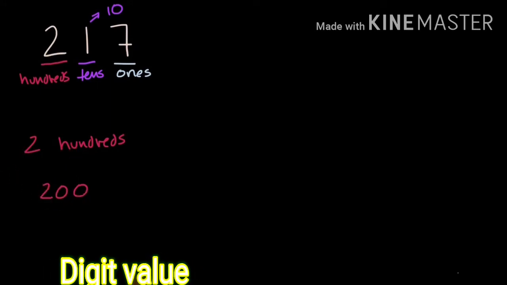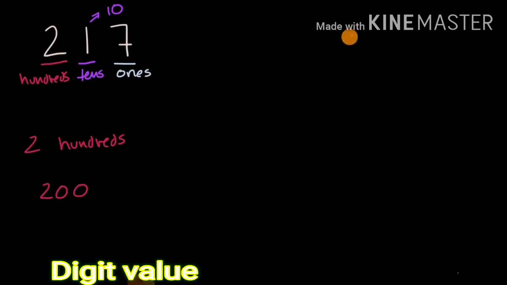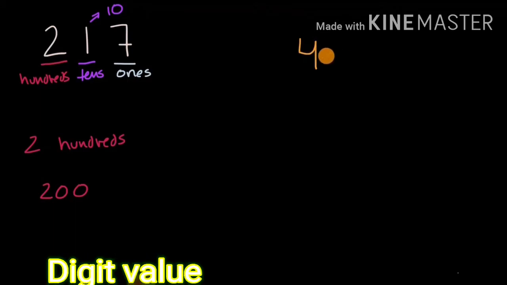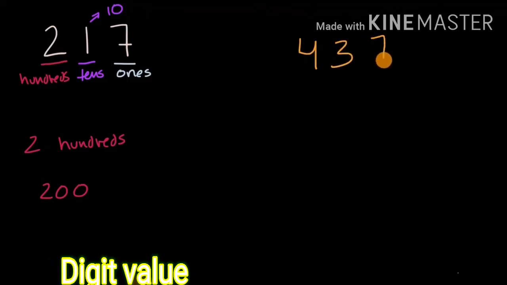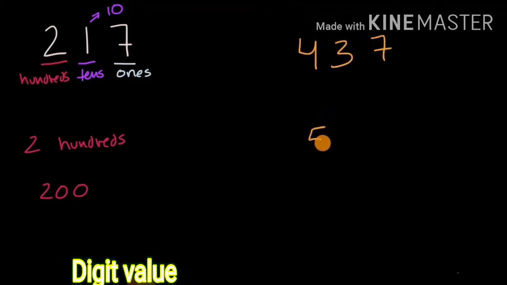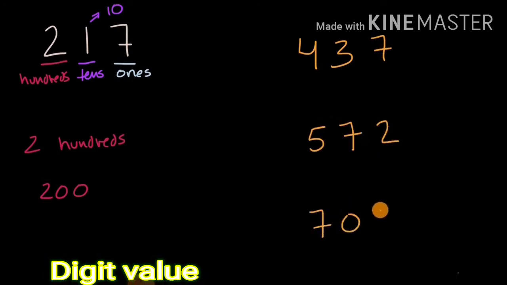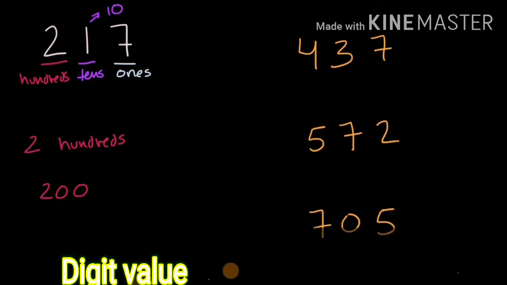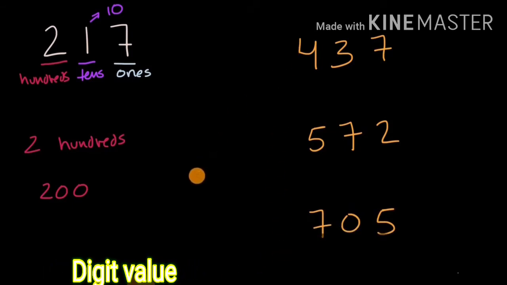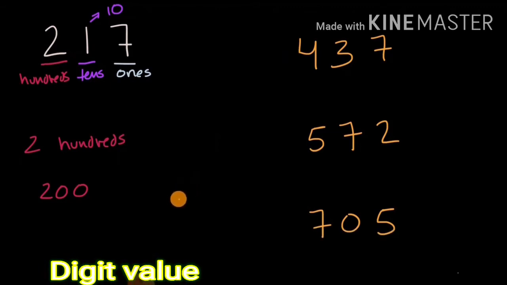Now let me give you a slightly different question. I'm going to write down 3 numbers. So we have this number, and I'm intentionally not saying it out loud. I have this number, and I have this number. And what I want you to do is pause the video and tell me in which of these 3 numbers does the 7 represent 70? Pause the video and think about that.